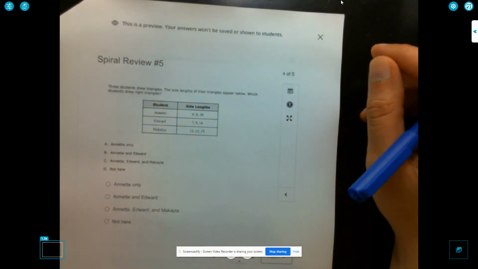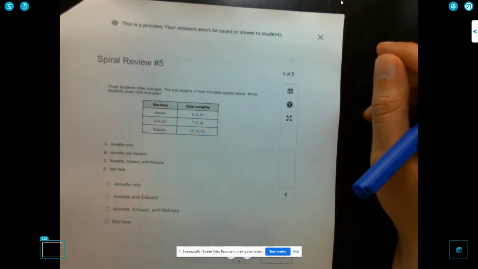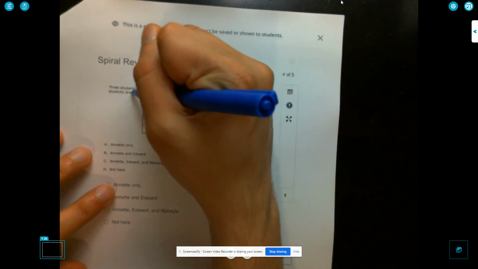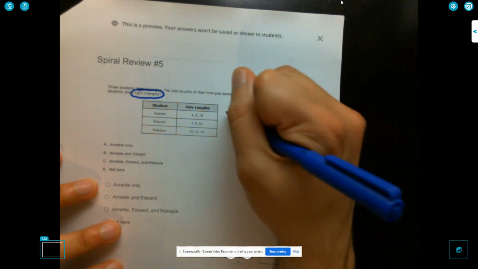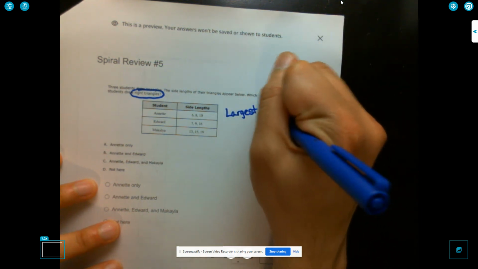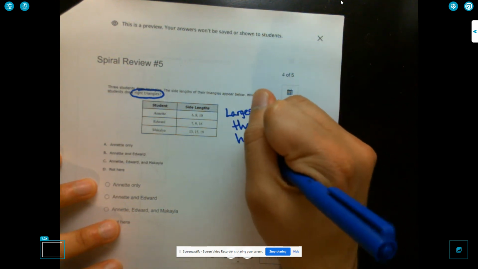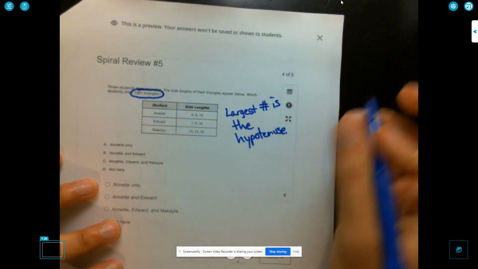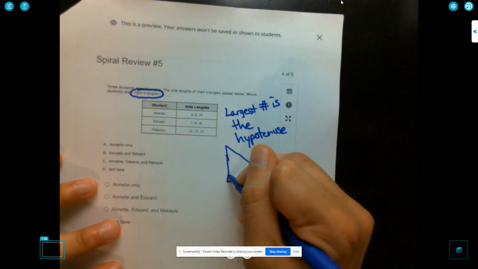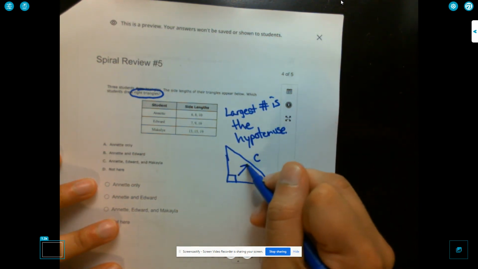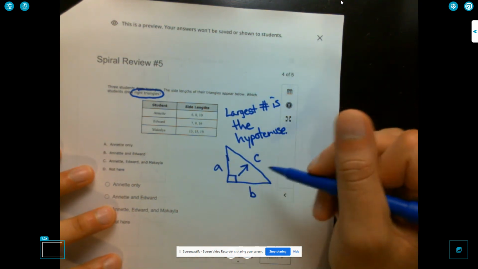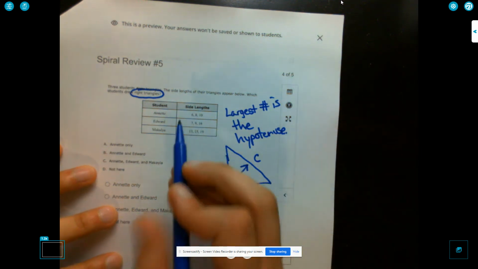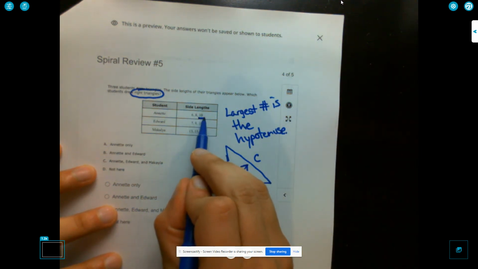So these 3 students drew triangles. The side lengths of their triangles appear below. Which students drew right triangles? Okay, right triangles. All right, so remember with a right triangle, the largest number is the hypotenuse. If you remember from a right triangle, hypotenuse is the side, that's C, and it's opposite from the right angle. And then you have your 2 legs. So the largest number is always the hypotenuse. So 6, 8, 10, 10 is the largest number, so that's going to be the hypotenuse.